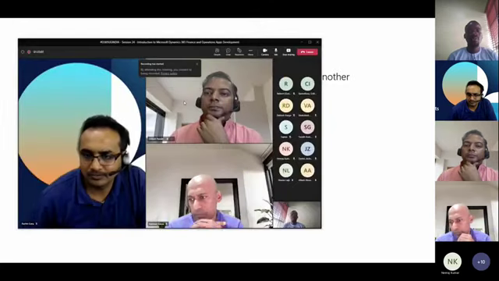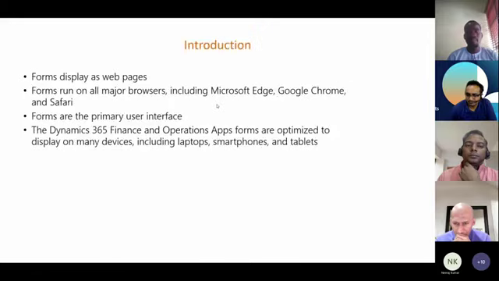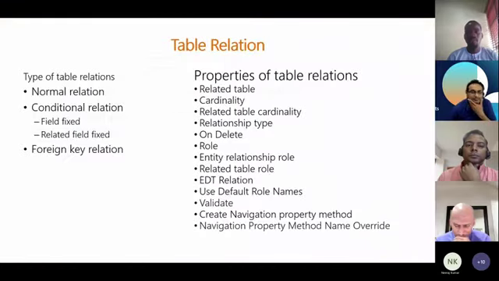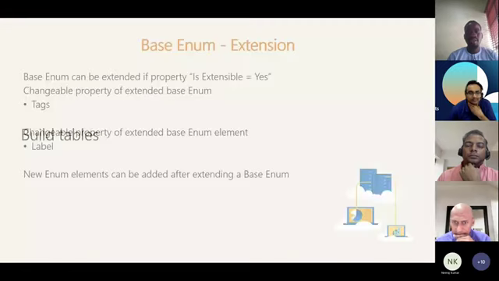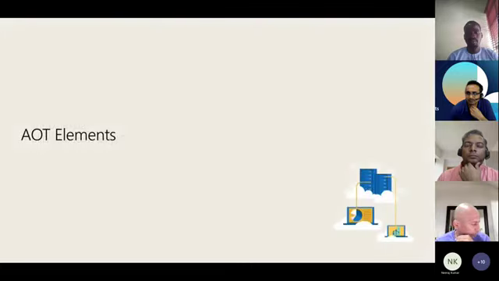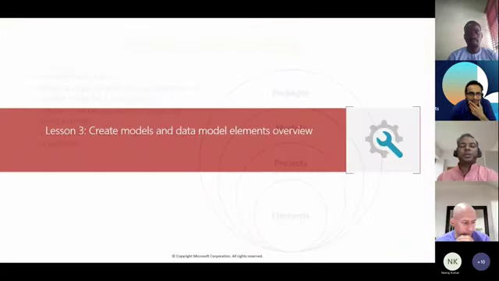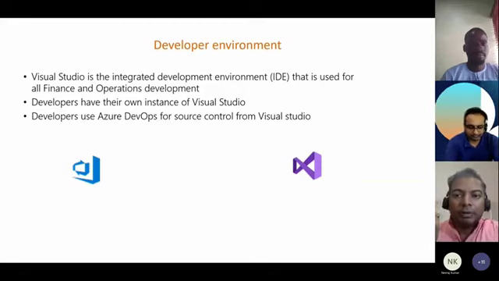So from the beginning, we say that the development tool that is used for F&O is Visual Studio. So you can't use any other environment apart from Visual Studio. Basically, you will have a development environment and a build environment. So the topology is divided into two: one is your build and test, and one is your development.